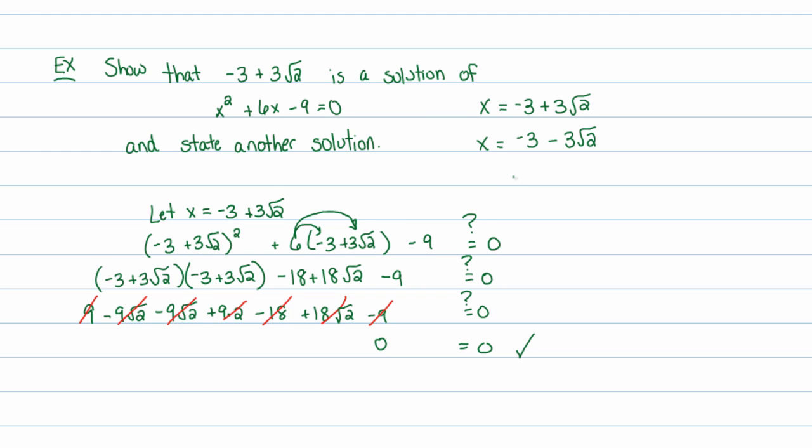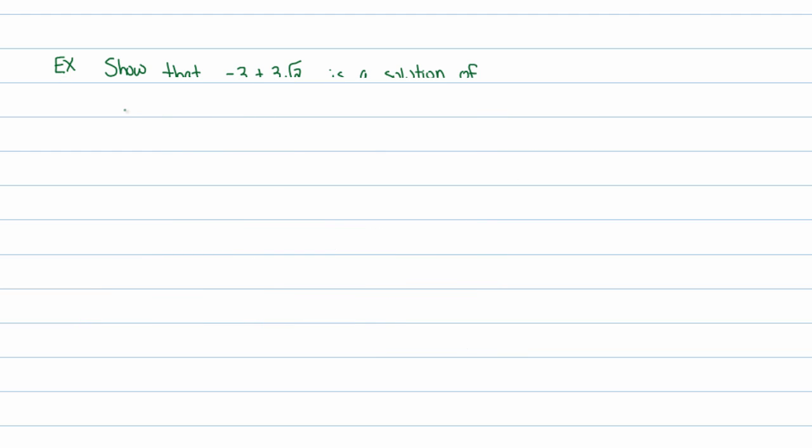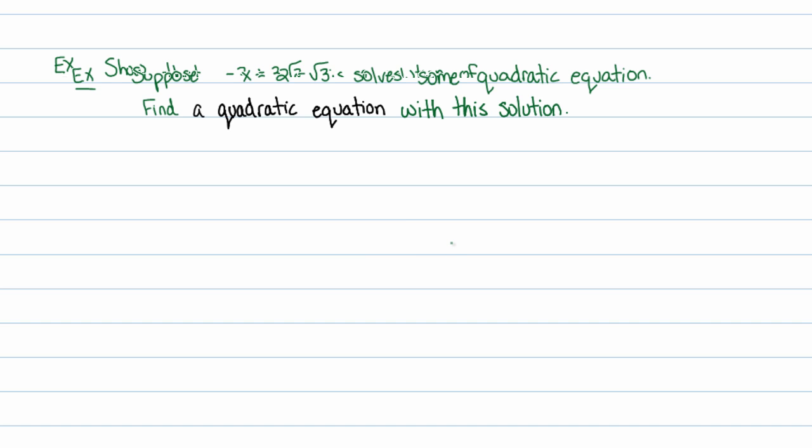That is almost technically it here. I suppose I can make one more, not super challenging, but just interesting problem. Let me go to a new page here, and let's suppose that we have the following solution to a quadratic equation. Let's suppose that x equals 2 minus the square root of 3 solves some quadratic equation. Let's find a quadratic equation with this solution. The reason why I say a quadratic equation, not the quadratic equation, is because there are an infinite number of quadratic equations with this solution. We're just finding one of them.